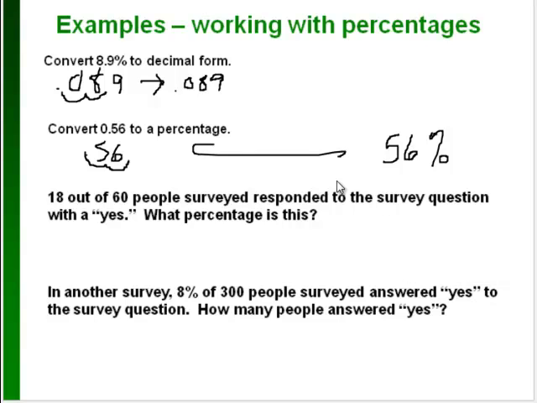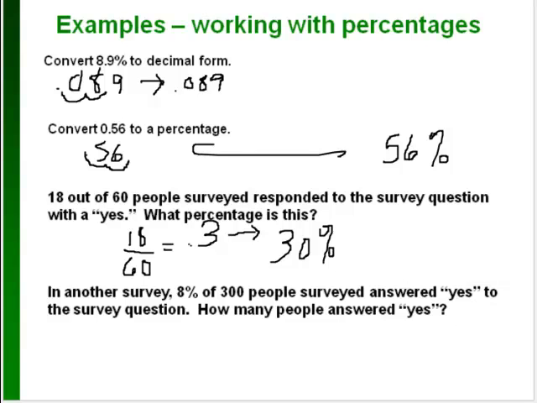Okay, then if we have 18 out of 60 people surveyed that responded to a survey question with a yes, we want to know what percentage that is. That means we're going to take the 18, divide by the 60, and if you divide this, and please feel free to use your calculator for any calculations in this class, you're going to end up with 0.3. Now, if we want to convert that to a percentage, we're going to move the decimal point to the right 2 places, so that's going to give us 30%.